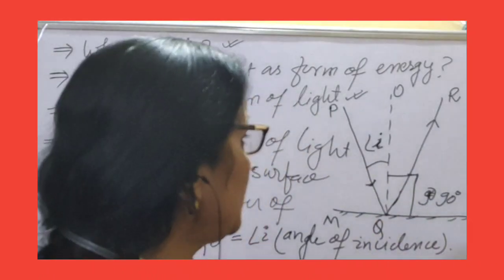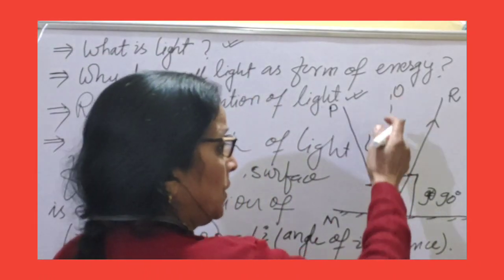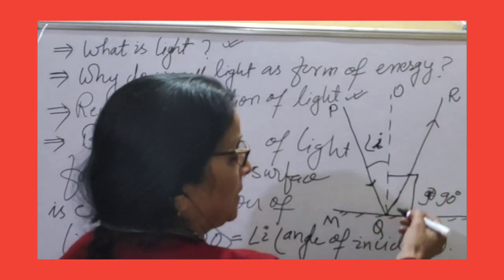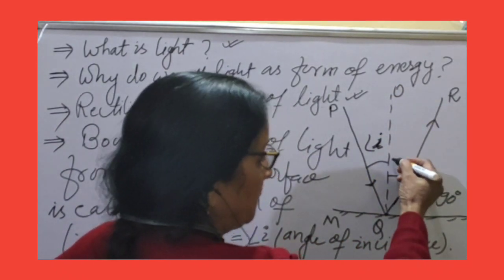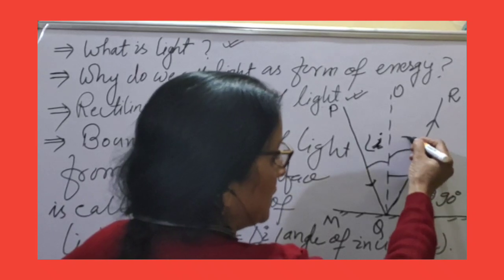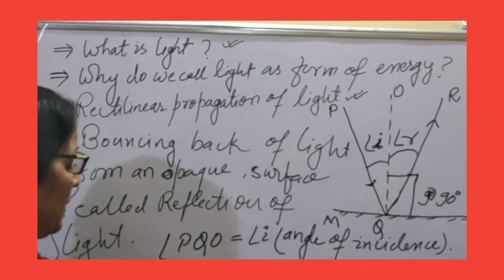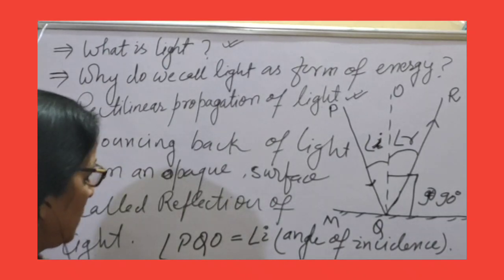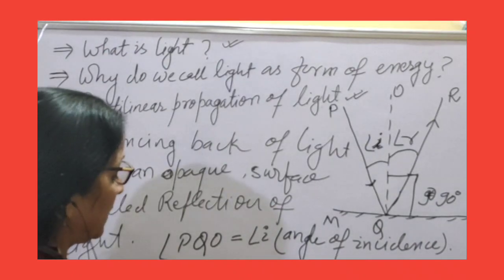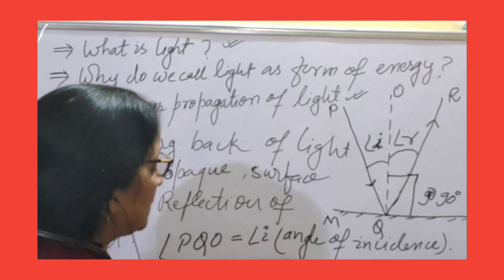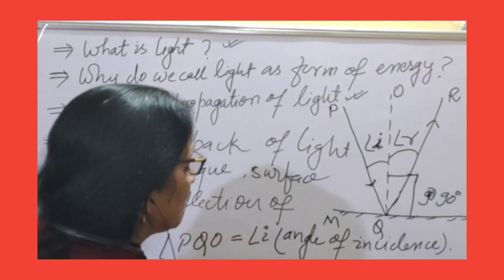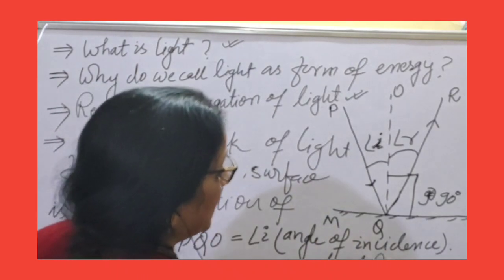Angle of incidence. Which angle? PQO is the angle of incidence. Now the reflected ray also makes some angle with the normal. That angle is called the angle of reflection. So the name of the angle of reflection will be OQR, that is angle R, which is called the angle of reflection.